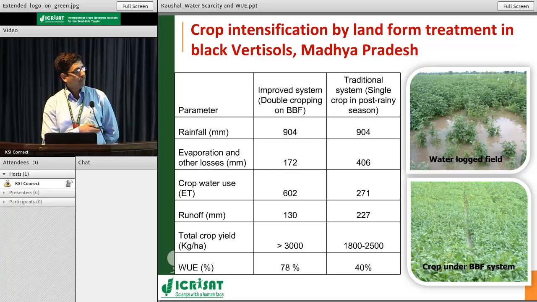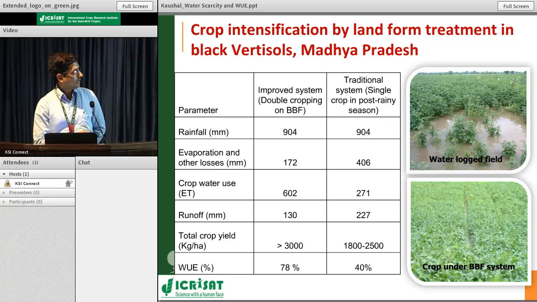But if they do broadbed and furrow practices and other land management practices, it is very much possible to take one Kharif crop, for example a soybean crop in the monsoon period, and safely take a second crop like wheat in the second season, whereas the water use efficiency can be improved from 40% to 78% in the improved system.